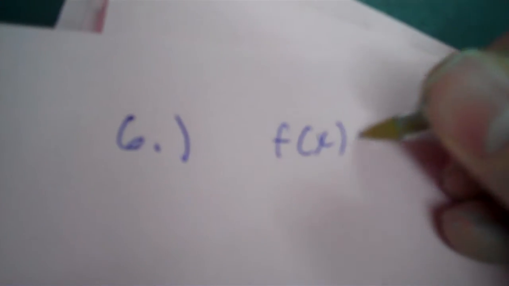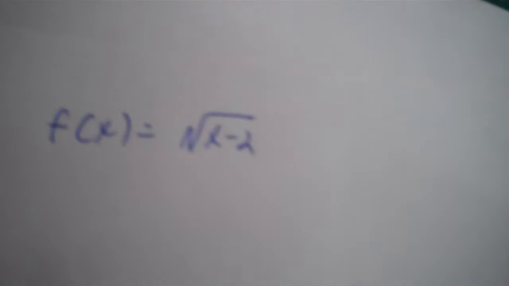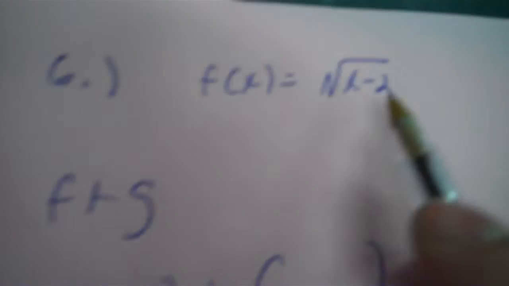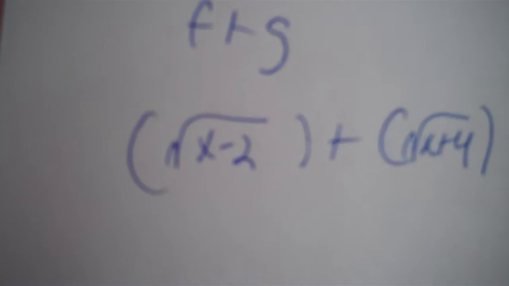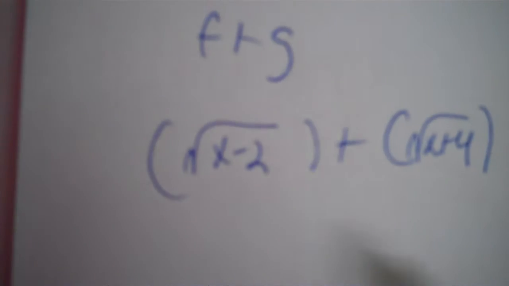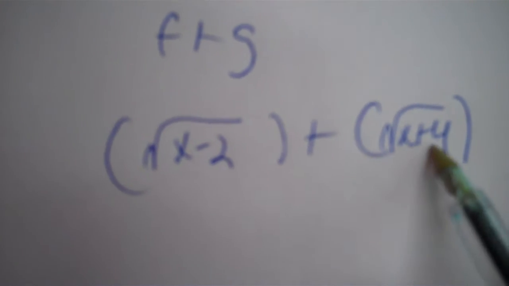Okay, number 6. F of x equals the square root of x minus 2. G of x equals the square root of x plus 4. So we have to find f plus g, f minus g, and f multiplied by g. So I put the square root of x minus 2, square root of x plus 4. Now you're like, okay, they're both square roots, so would you add them then? No, the only way you would add them is if they had the same thing inside, but the insides are different, so it's similar to the last one.